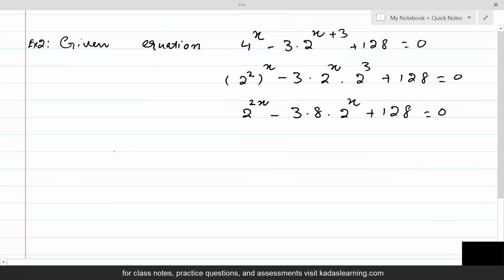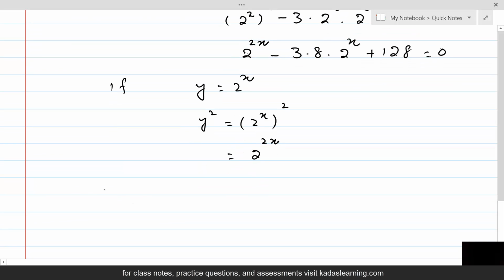So if y is equal to 2 power x, then y square is 2 power x power 2, and this is 2 power 2x. So we got what we wanted. This implies y square minus 24y plus 128 equal to 0.